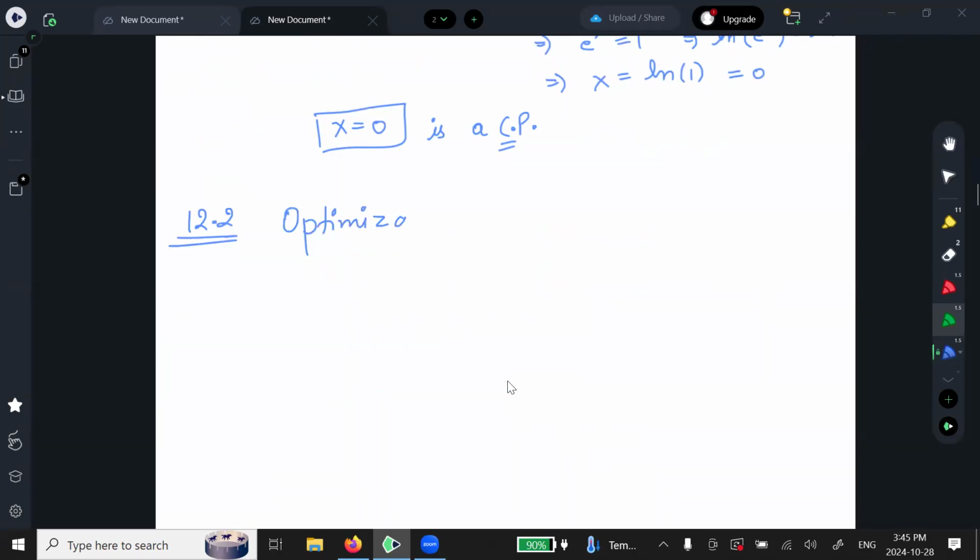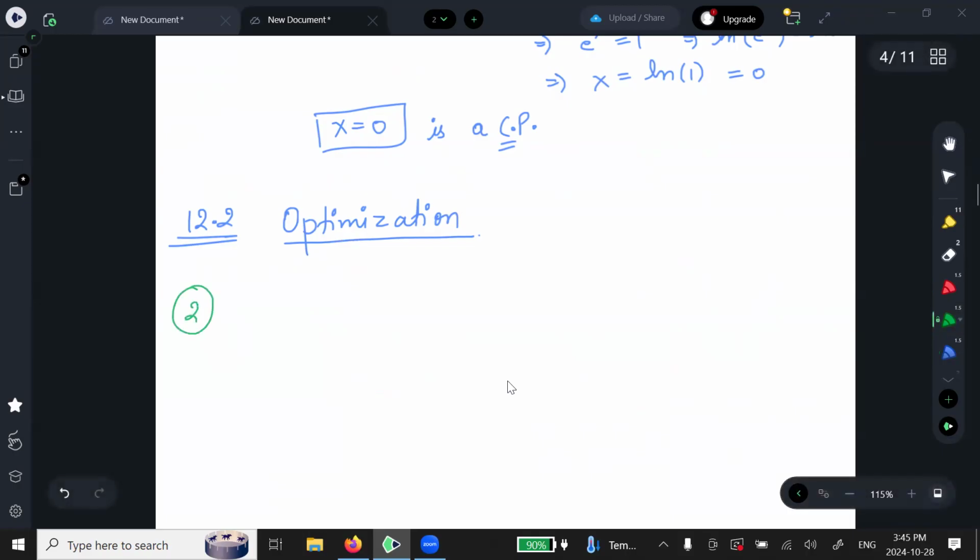Optimization. And what do I get here? Let's pick number 2. Number 2 is the important one here that I've circled. 12.2 optimization, question number 2. You are given the cost function and they want you to find x that minimizes the average cost. And in this case, I do give you a formula for average cost.